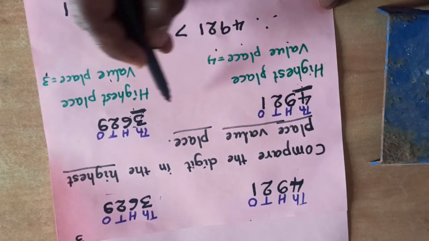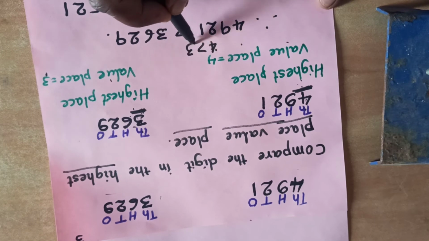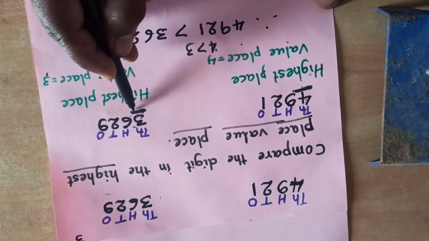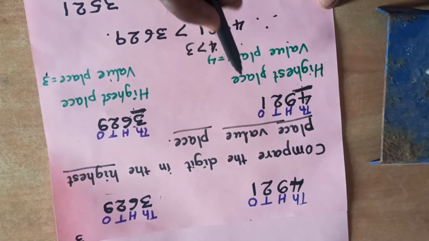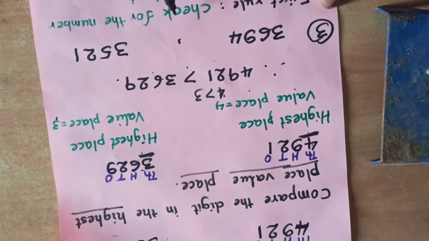The 4 is greater than 3. This number is greater than this number. So 4921 is greater than 3629. So like this we compare.